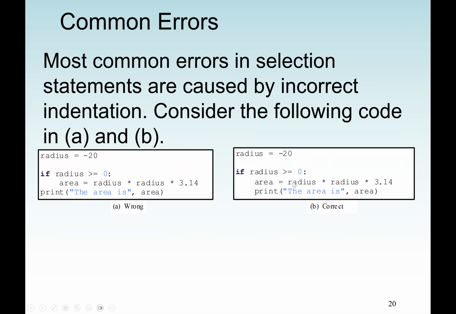So the correct way will be this form. The print also have to be indented. This means the condition affected the two lines, area equal to radius times 3.14, and also print the area is.